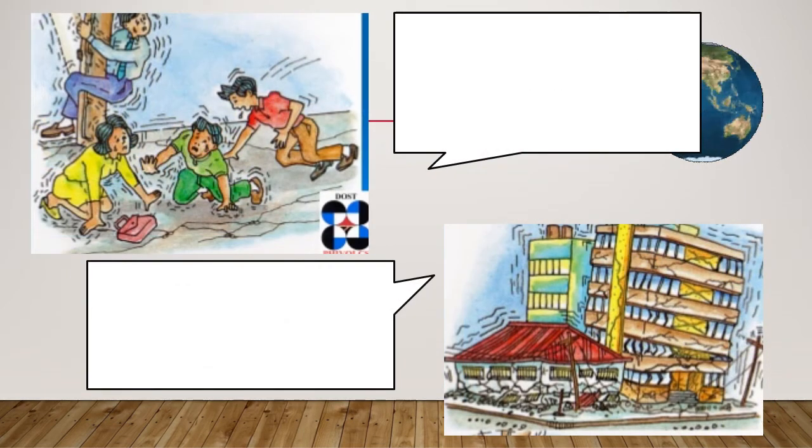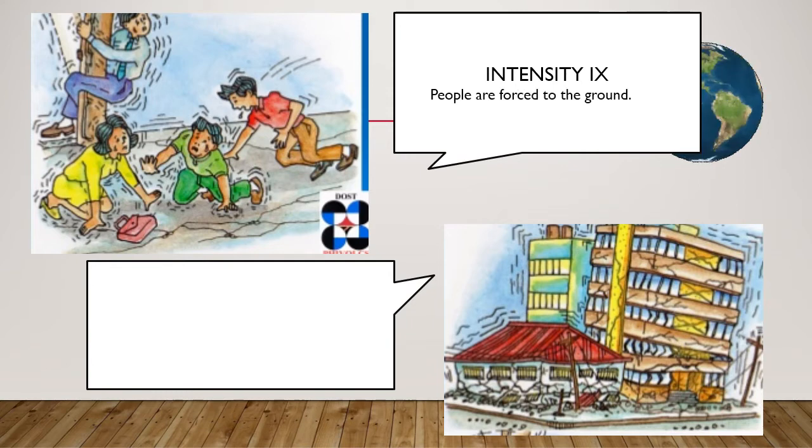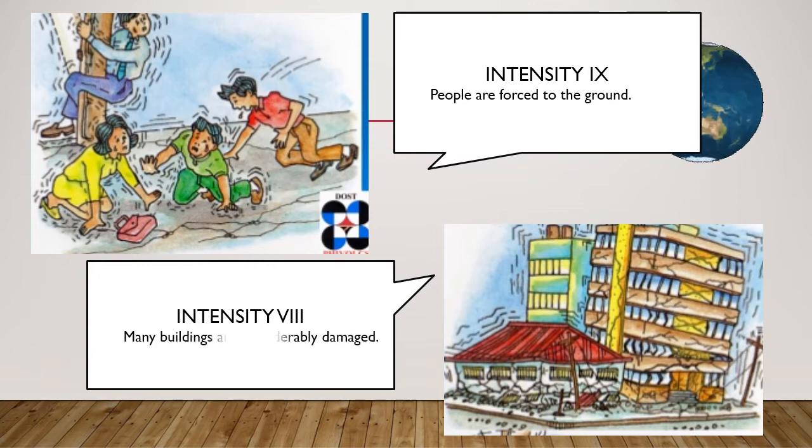Next, two pictures. Look at the people. That is intensity number, very good, intensity number 9. Why? Because the people are forced to the ground because of the earthquake. How about the last picture there? Look at the buildings and the houses. It's intensity 8 because they are considerably damaged due to the earthquake. Very good job, well done.